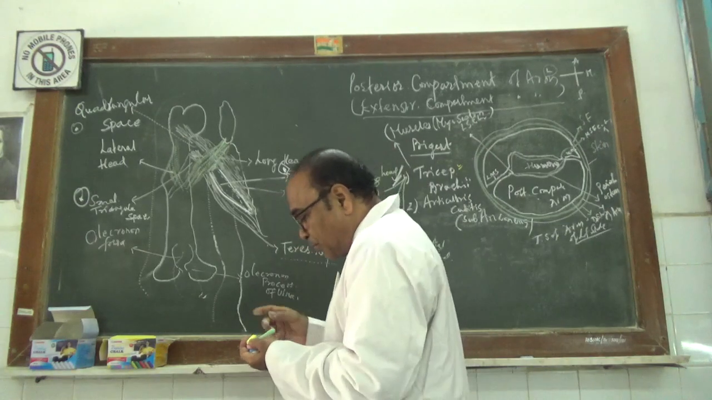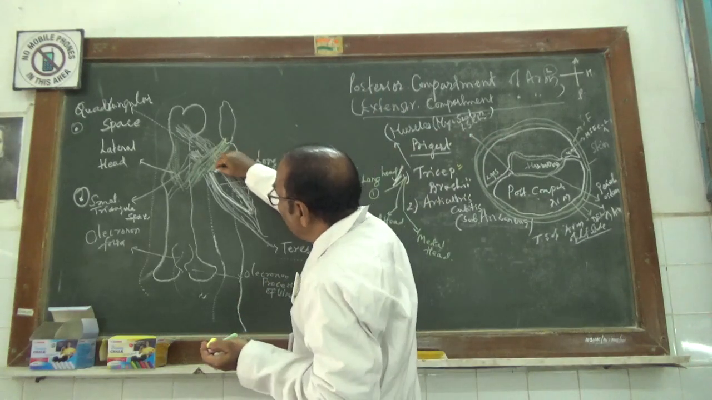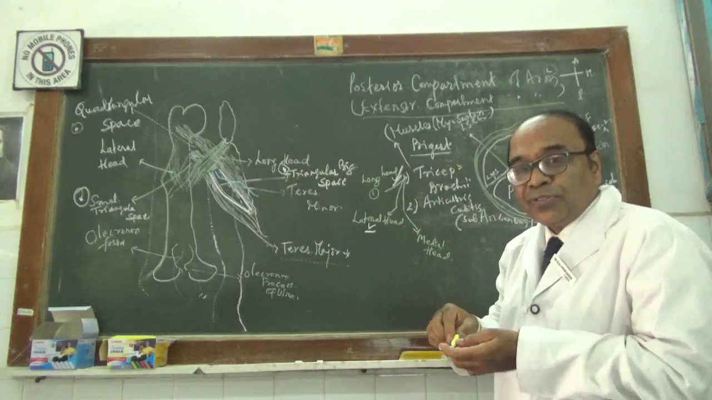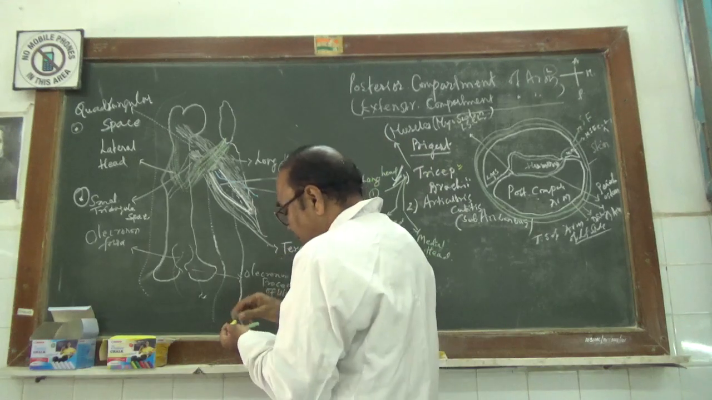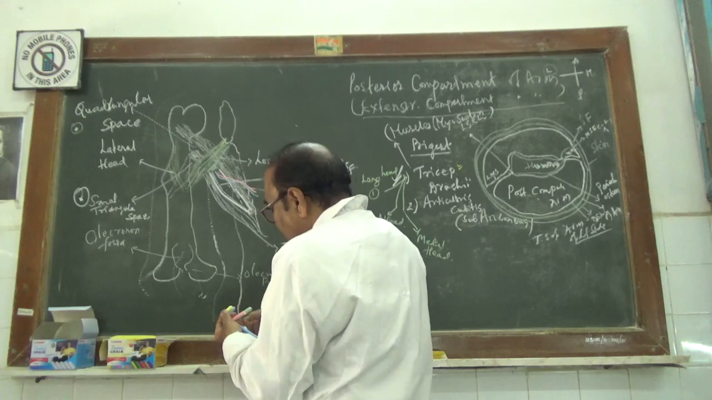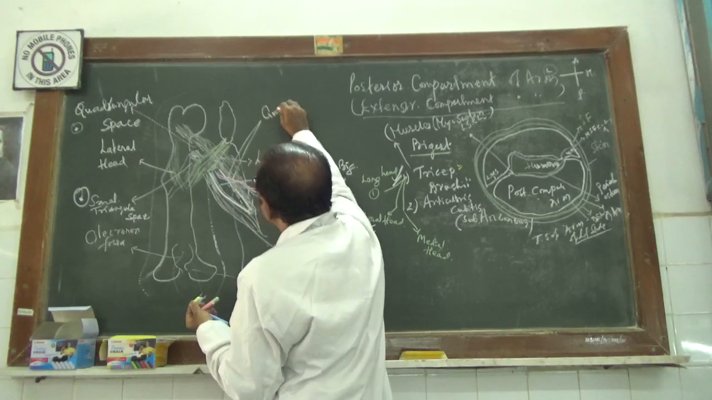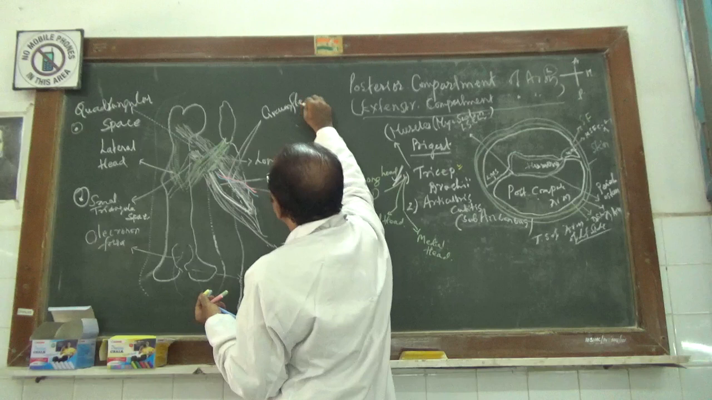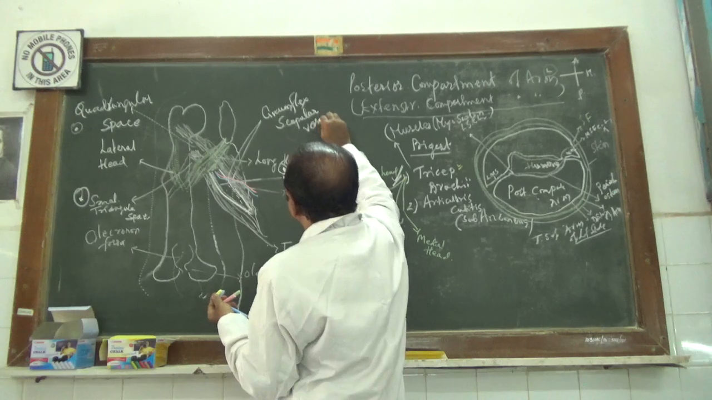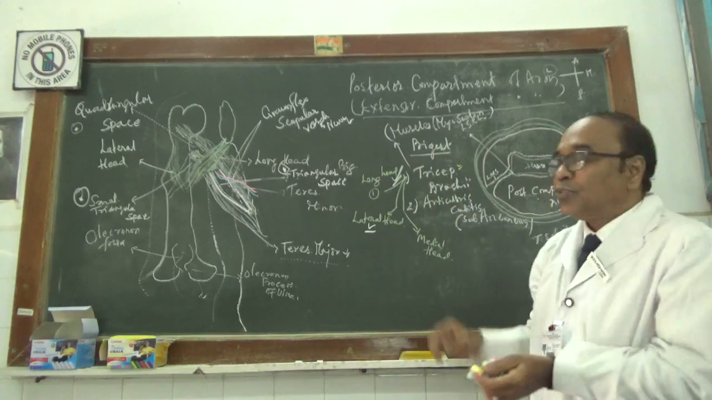So this space gives room for the traversing of the circumflex scapular vessels and nerves. So this is something.